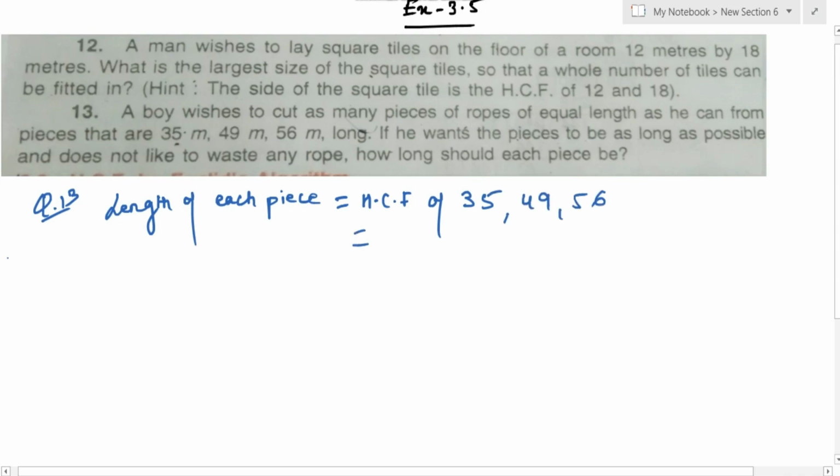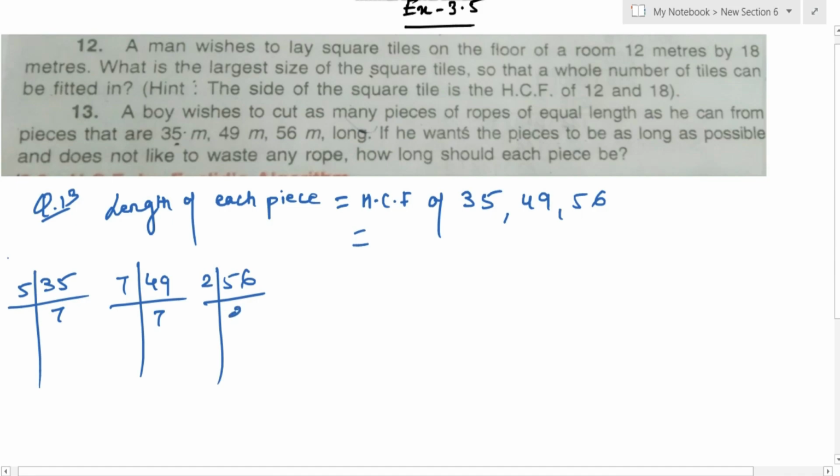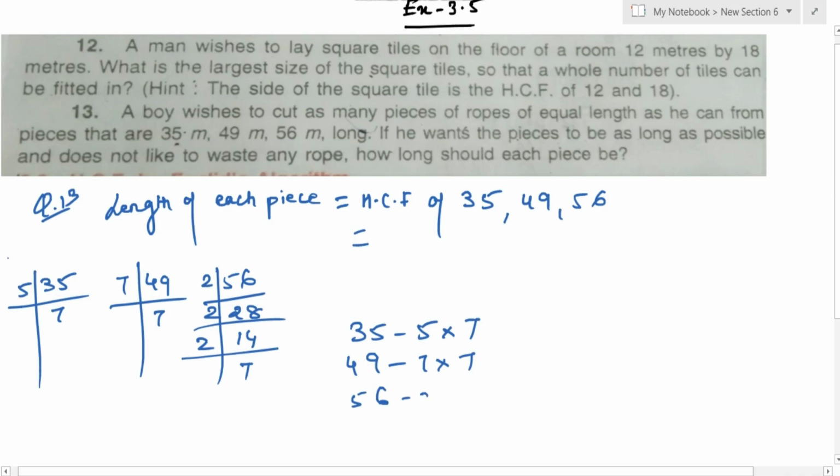Now let us take out the prime factorization of all three numbers. For 35, 5 7s are 35. For 49, 7 7s are 49. For 56, 2 2s are 4, 2 8 is 16, then 2 1s are 2, 2 4s are 8, then 2 7s are 14. So the prime factorization of 35 is 5 into 7, of 49 is 7 into 7, and of 56 is 2 into 2 into 2 into 7. Here we can see that this 7 is a common factor in all three. So the SCF of these three numbers is 7. So what is the length of each piece? The length of each piece should be 7 meters.